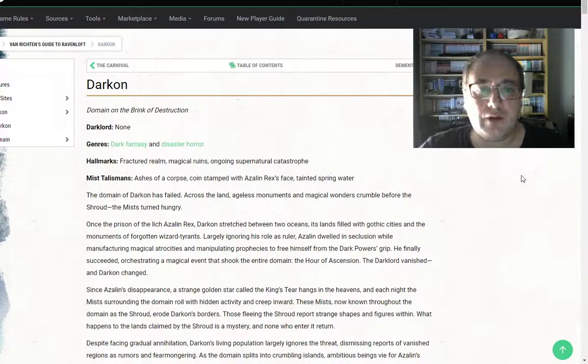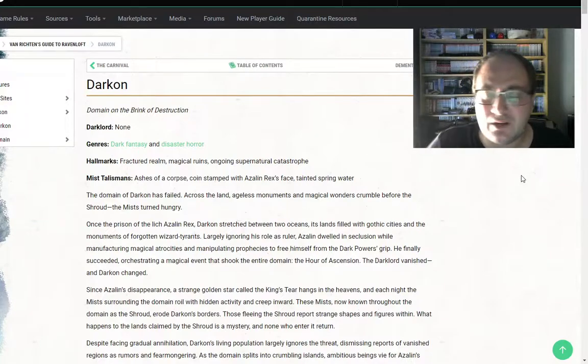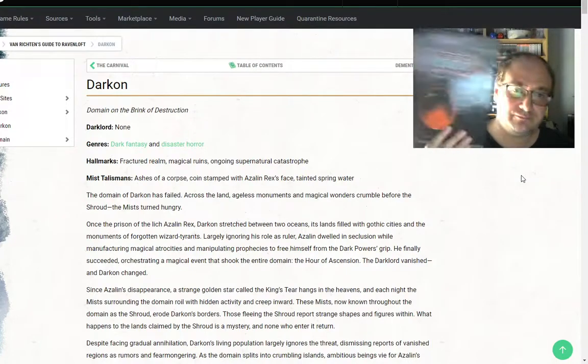Darkon has been around as part of Ravenloft almost as long as Barovia has. There are really three domains: Barovia, Darkon, and one other that we're going to get to in a future video, that were there almost from the beginning of the setting. And so I was really excited to find out, what did they do with Darkon? How are they going to change it? Because Barovia is basically Barovia. It hasn't really changed all that much. Yeah, they changed some names, but Barovia in this book isn't substantially different from Barovia in this book.